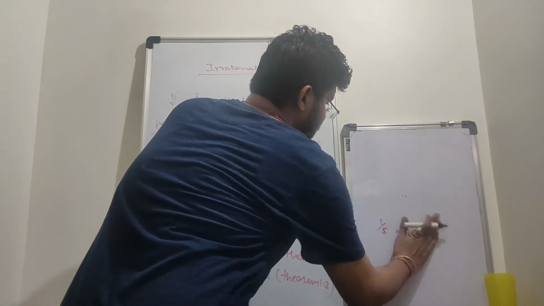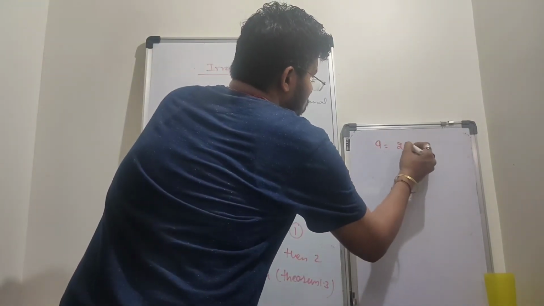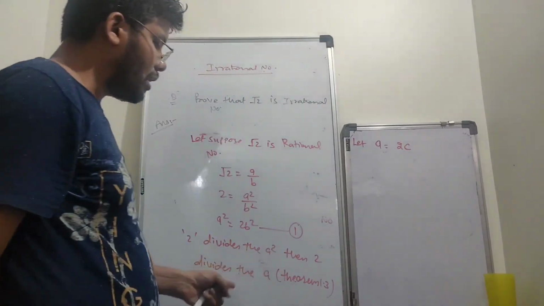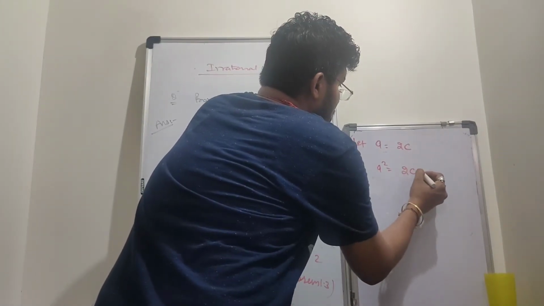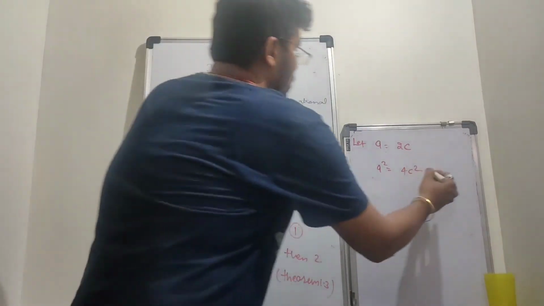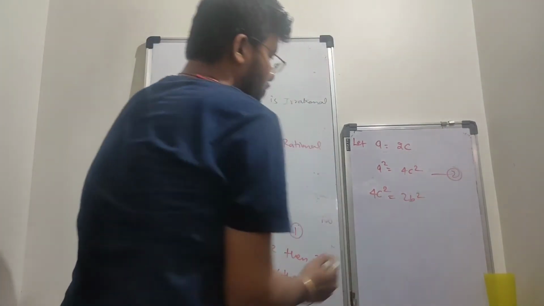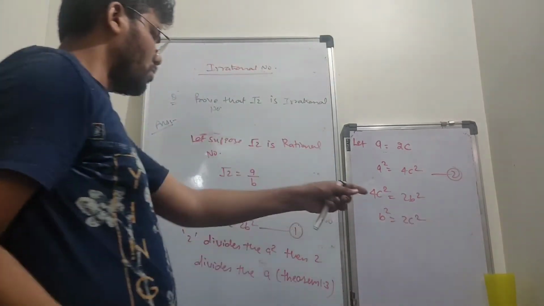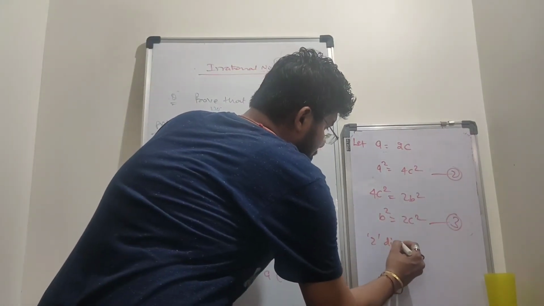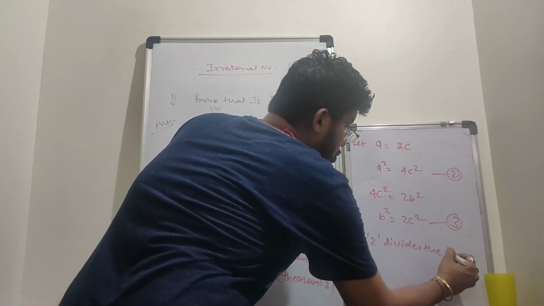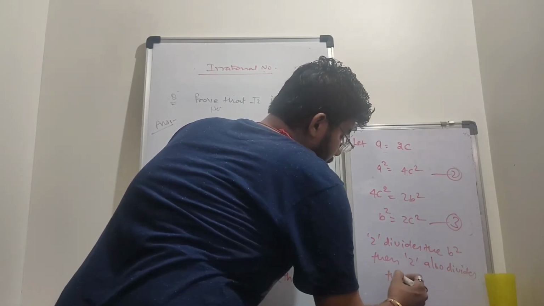So here now we take the assumption that 2 divides A, then we can say that A is equal to 2C, let's suppose, because 2 divides A, so 2 is one of the factors of A. So A is equal to 2C. So A square is equal to 4C square. Now comparing equation 1 and equation 2, 4C square is equal to 2B square. So B square is equal to 2C square. So this is equation 3. Now by observing equation 3, we conclude that 2 divides B square, then 2 also divides B.